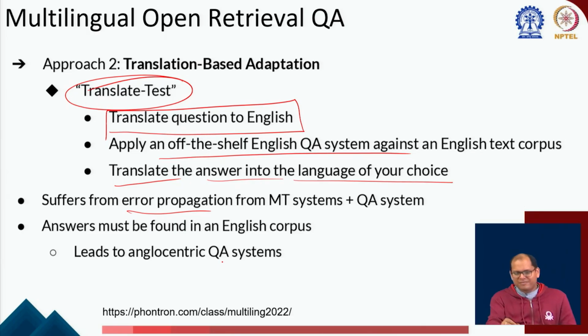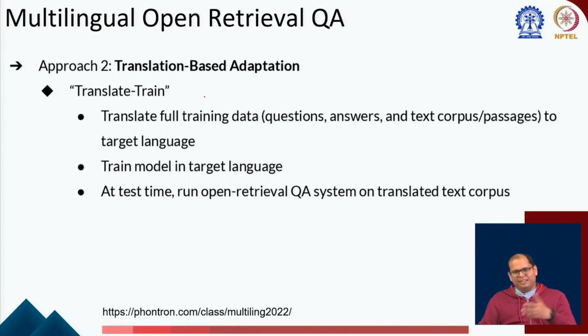So another variation for the same thing, that does not resolve all these problems though, is called translate train. You have the original data set on which you were training the English QA models. Now translate all the data to your native language. So translate the full training data set, including questions, answers, and the text corpus, to the target language. And now once you have this large data set with the translation, you train your model in the target language, and at test time again you get the target language question. You don't translate it to English. You just use this model to retrieve from the corpus, everything in the native language, and get the answer, right?